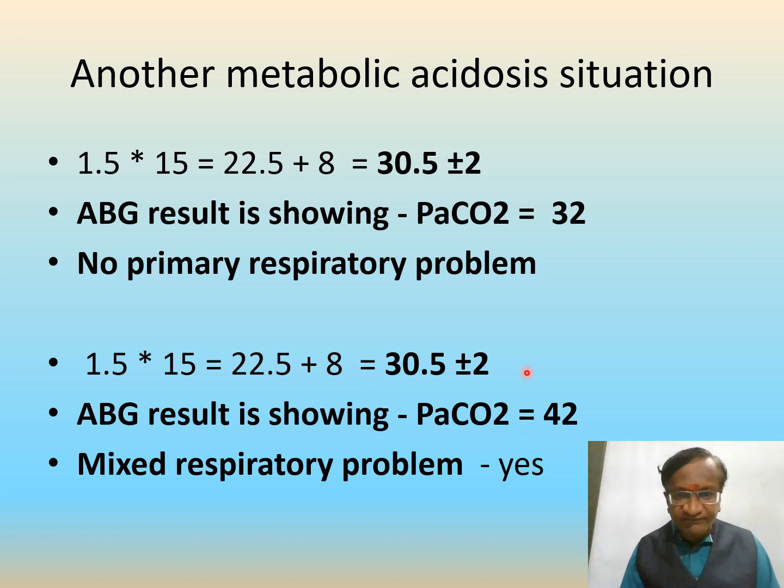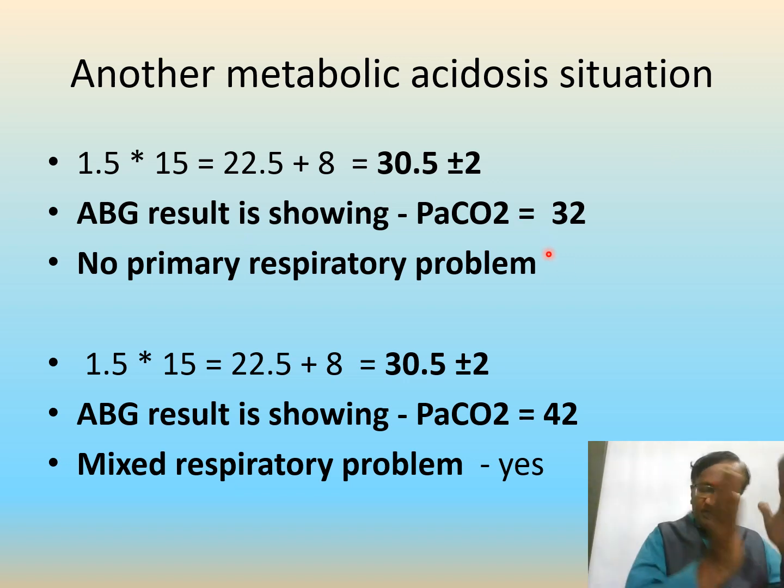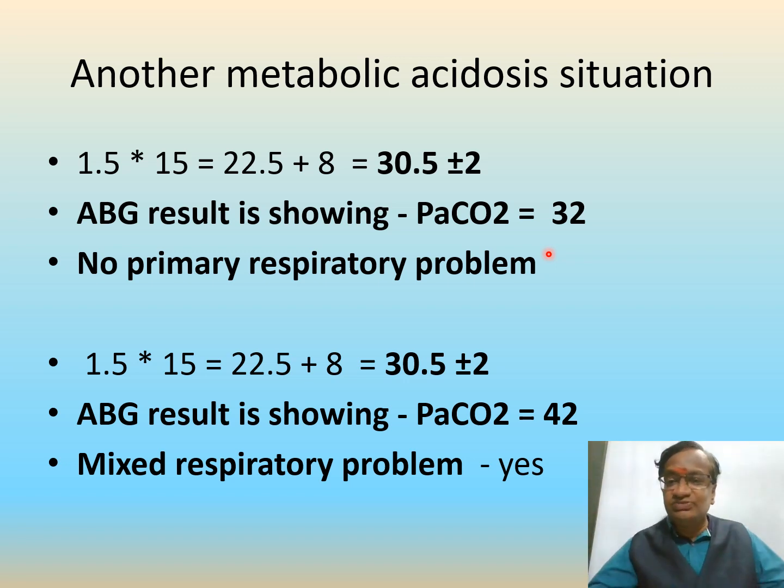But if the PCO2 is 42, there is a mixed respiratory problem. Again, there is a metabolic acidosis and the bicarb is low. How much should the PCO2 compensate? If it compensates by washing out carbon dioxide, it should be 32, because 1.5 into 15 is 22.5 plus 8, around 32. If it is 42, then this compensation is not there. There is a metabolic acidosis and an independent respiratory acidosis.